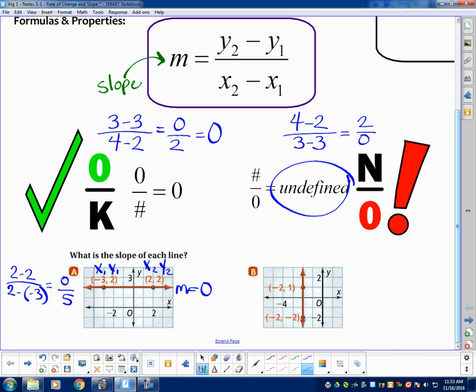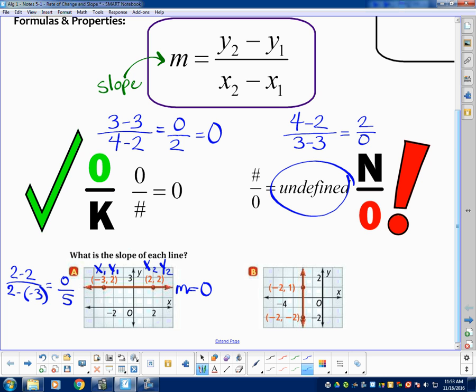Horizontal line. Titan, have a seat. Write this down, Marco. Titan, have a seat, please.